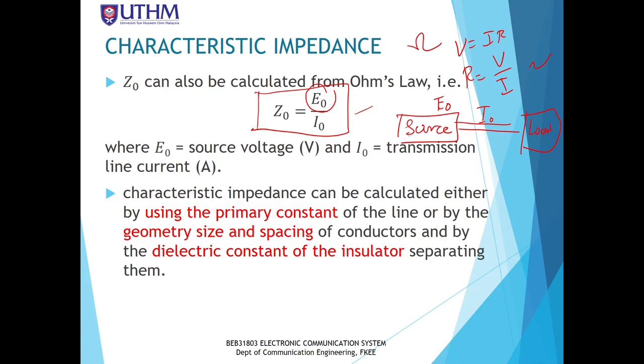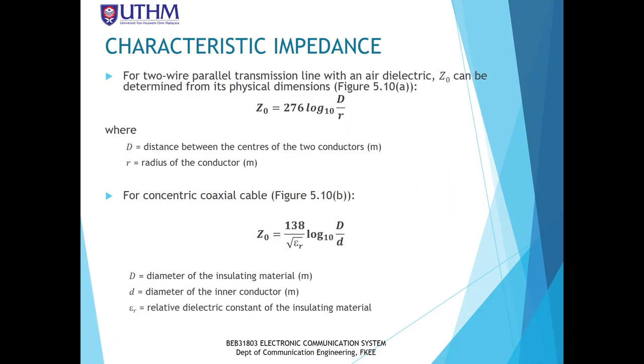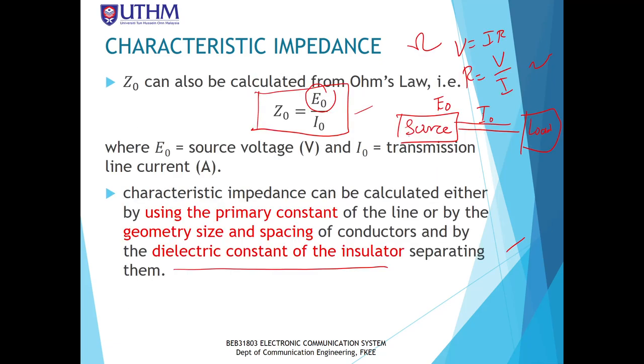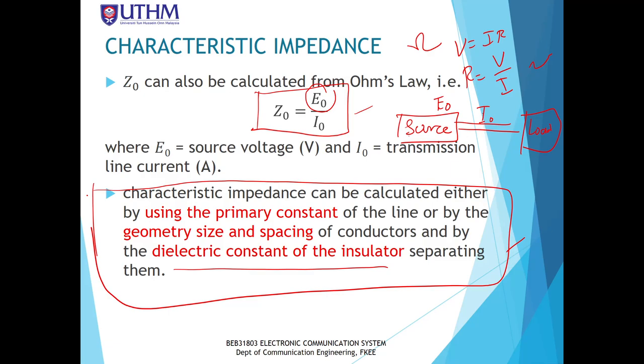So there are three formulas that you can use to calculate the characteristic impedance. The characteristic impedance can be calculated either by using the primary constants of the line, or by the geometry size and spacing of the conductors and the dielectric constant of the insulator. This is also another way to calculate it. Using the primary constants depends on the type of cable that we use. Kalau kita nak menggunakan primary constant values, dia bergantung kepada jenis transmission line.